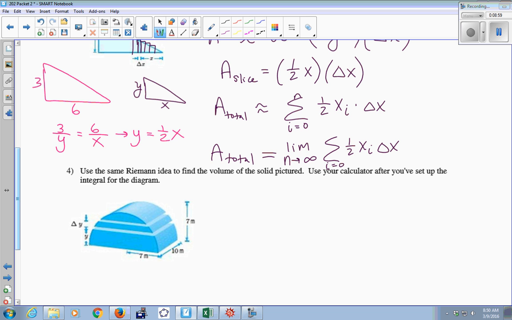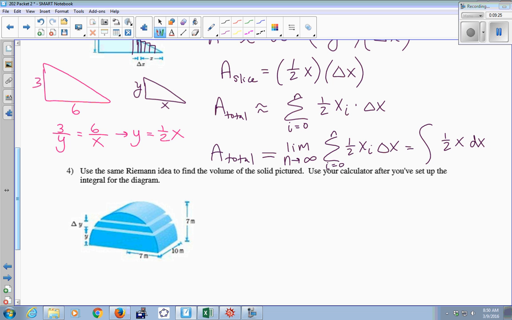I goes from 0 to n, which is actually the integral of 1/2 x. So remember, when we translate from Riemann sums to integrals, you drop the sub i's, and delta x becomes dx, because as n goes to infinity, the width of your rectangle goes to 0. So delta x becomes dx because it's infinitesimally small.